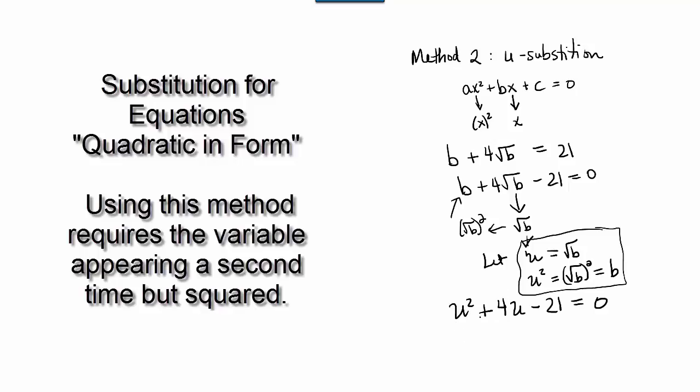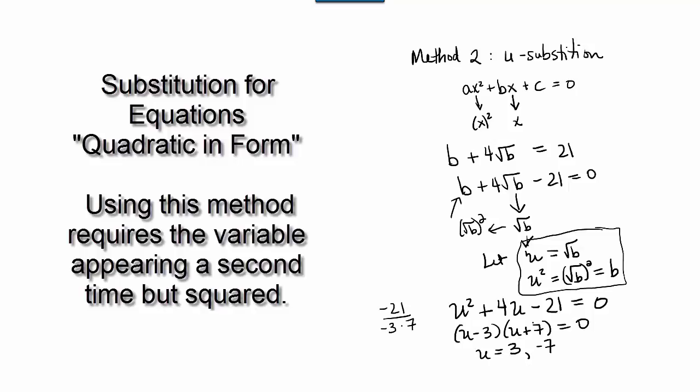So here we go. u squared plus 4u minus 21. Do you think this one will factor? I think it will, because if we factor negative 21 into negative 3 times positive 7, those two factors will add up to 4. So let's factor this into u minus 3 times u plus 7, and that means that u has to be 3 or negative 7.